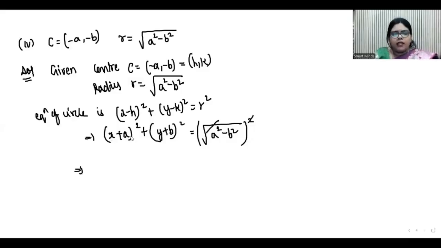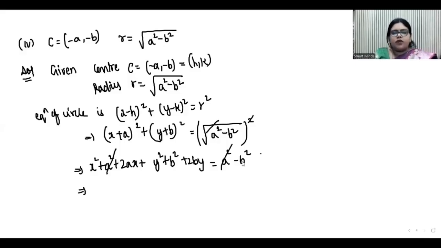Now here you expand a plus b whole square formula. So x square plus a square plus 2ax plus y square plus b square plus 2by is equal to a square minus b square. Now here a square and a square get cancelled. Now take this minus b square to the left hand side. So you will get x square plus y square plus 2ax plus 2by plus 2b square equals to 0. This is the final.